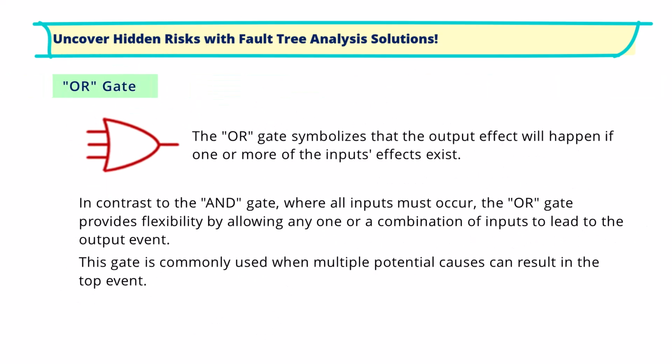OR gate. The OR gate symbolizes that the output effect will happen if one or more of the input effects exist. In contrast to the AND gate, where all inputs must occur, the OR gate provides flexibility by allowing any one or a combination of inputs to lead to the output event. This gate is commonly used when multiple potential causes can result in the top event.